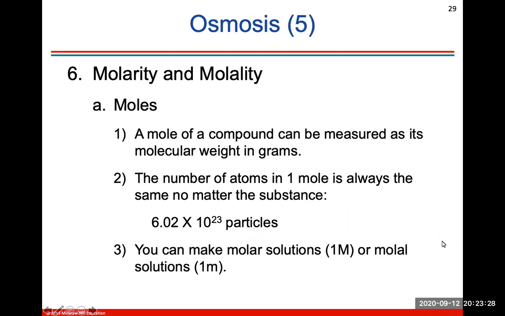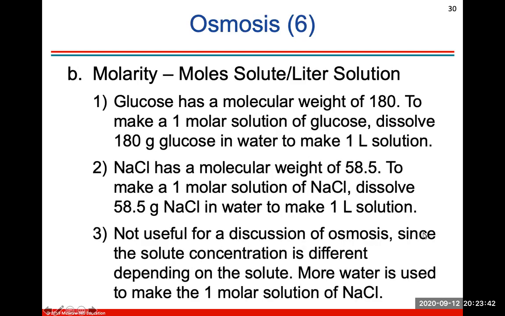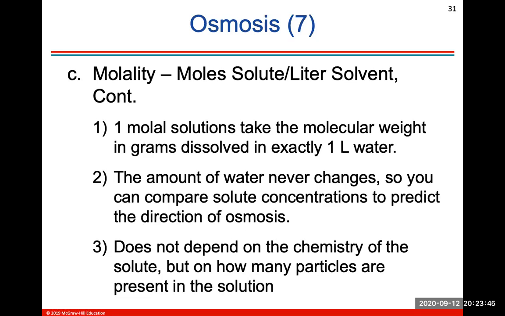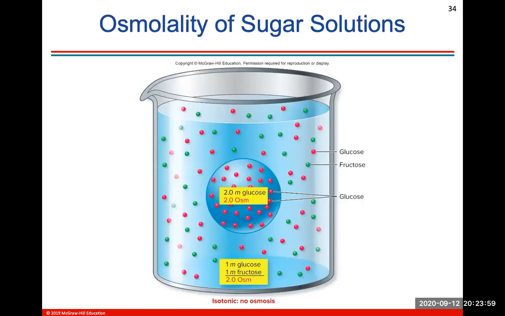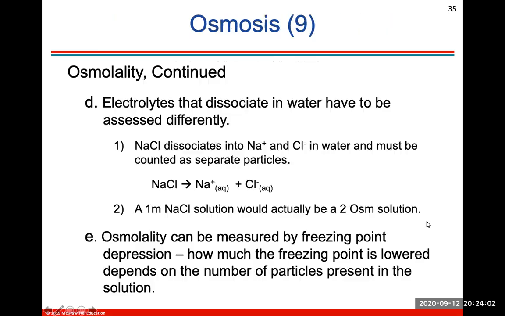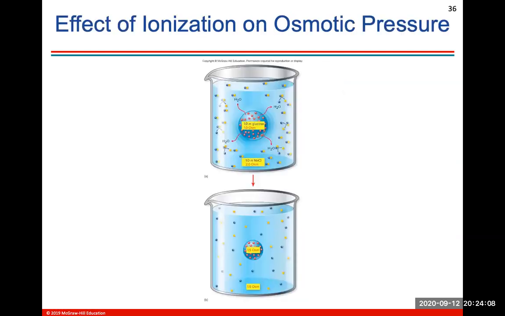Molarity and molality. A mole of a compound can be measured as its molecular weight in grams, and you can make molar solutions or molal solutions. You probably went through a little bit of this in chemistry. I won't ask you really any questions about molarity and moles in this class because we're not meeting in person, but a molarity is just a way to measure the concentration. Osmolality is the total molarity of a solution when you combine all the molecules within it. And again, I probably won't ask you any osmolality questions. You'll get some of that in chemistry. So I might skip over this part just for now.